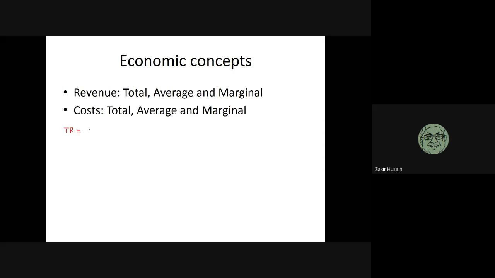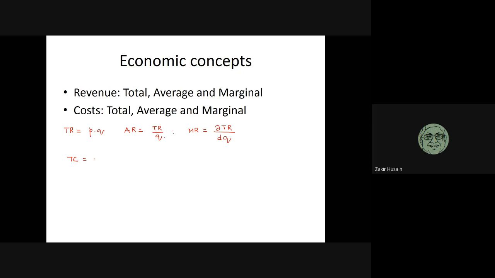Total revenue is simply price into quantity. Average revenue is total revenue by quantity. Remember this, it is not price, it is quantity. And marginal revenue, although we will not require this definition now, it is, sorry, I made a mistake over here, it is del TR by del Q.